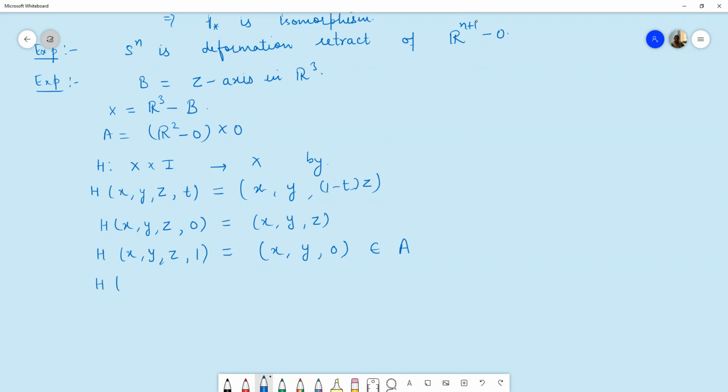And the third thing is, if we take this point x, y, z in A, means if we take this x, y, z as the point of R2 minus 0 cross 0, means as the point of x, y, 0, where x, y belong to R2 minus 0, means both of these x and y cannot be 0. And we take t here, then we get x, y. Now since z is 0 here, so it is also 0. So x, y, 0, t is x, y, 0. So this remains, it means all the points of the space A remain fixed during this mapping H. So all the conditions of deformation retract are proved. So we can say A is a deformation retract of X. And this mapping H, which we defined here, is a deformation retraction.